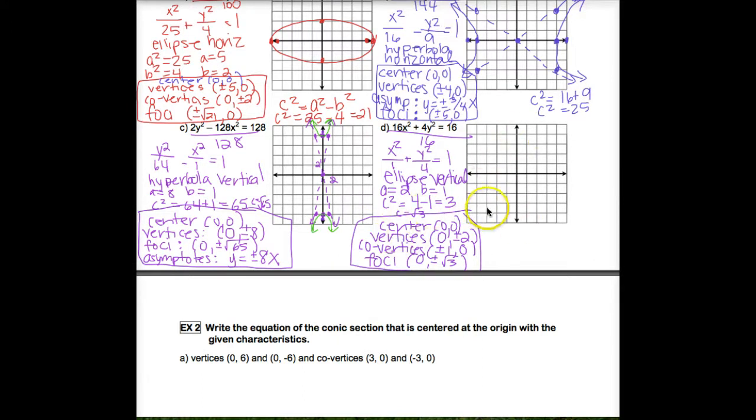So let's see, center at 0, 0, vertices, 2 up and 2 down. Co-vertices, 1 to the right and 1 to the left. Here's the ellipse. And then I need my foci. Radical 3, if you aren't sure, check it, is a little less than 2. It's about 1.73, so 1.73 would be about right there, right next to those vertices on the major axis.